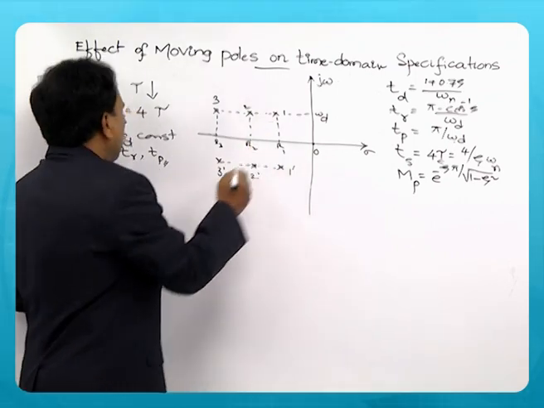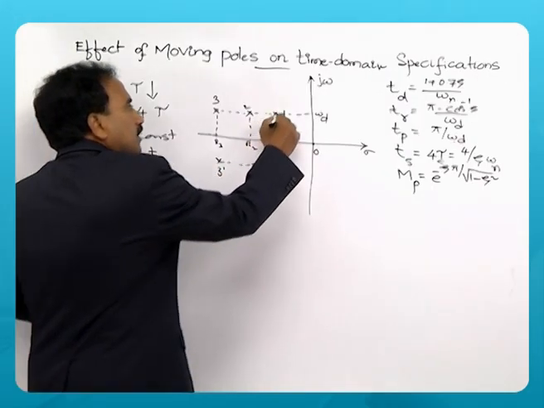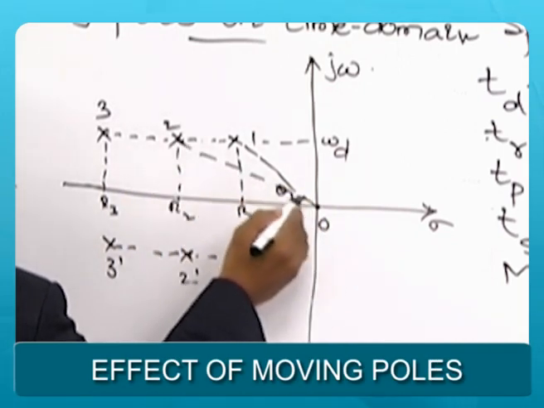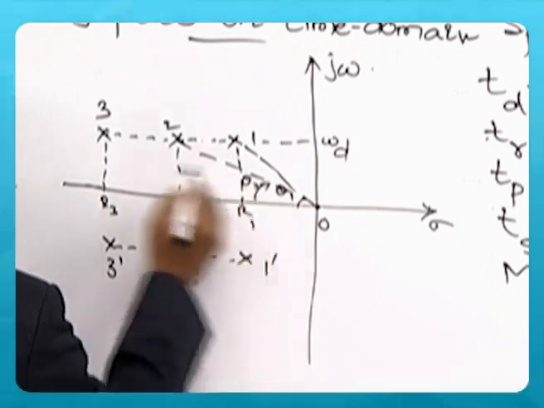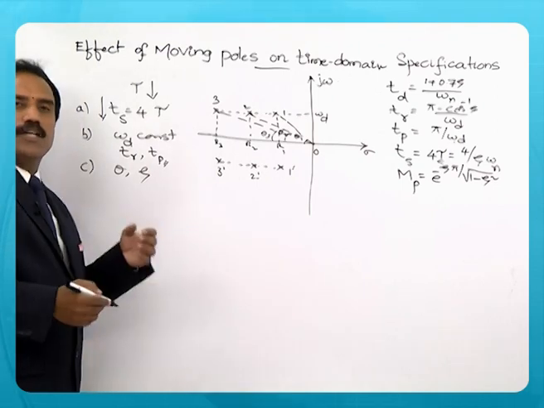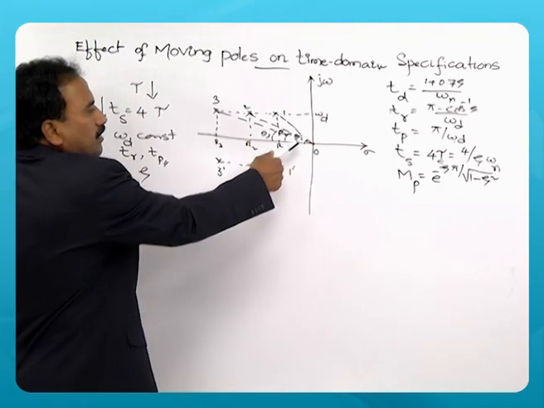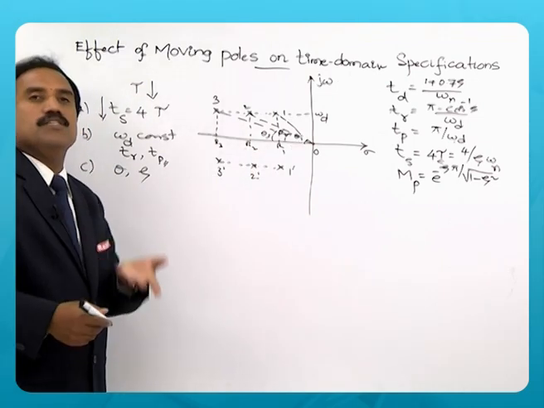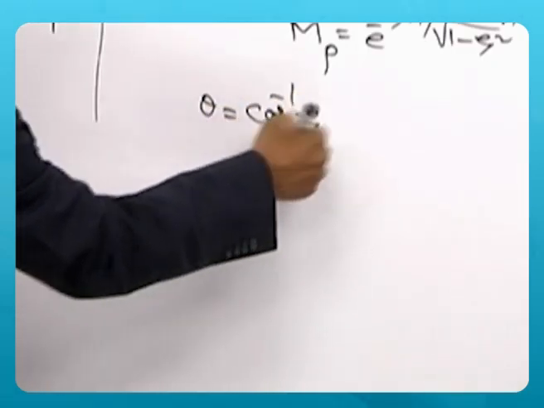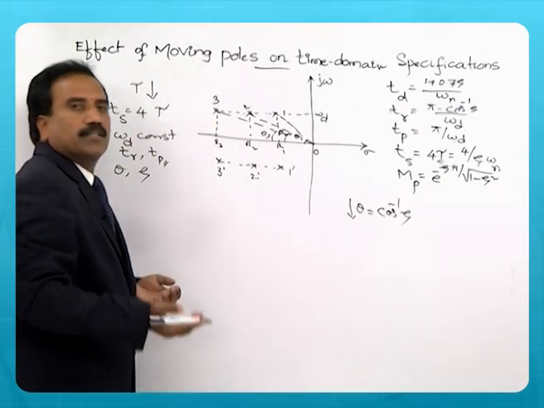Now the third part, what happens to theta and zeta? You can see that this is theta 1, now this is theta 2 and this is theta 3. So there is a reduction in the phase angle from 1 to 3. There is a reduction in the phase angle, and that will increase zeta because theta is equal to cos inverse zeta. So a reduction in theta causes zeta to increase.